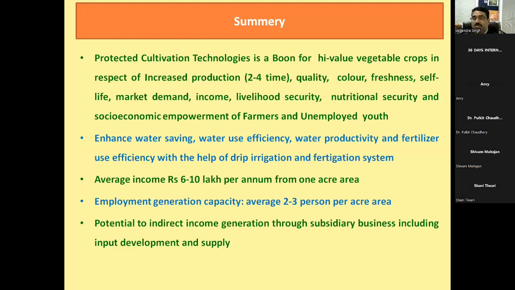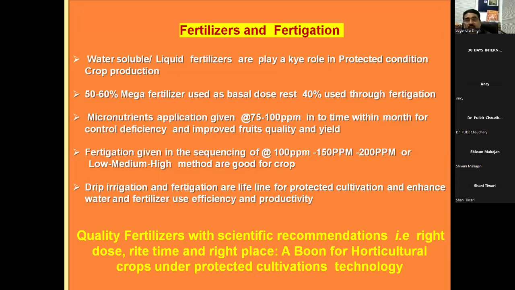This is the income range of the 1 acre area of protected cultivation for vegetables. Employment generation capacity is 2 to 3 persons per acre, and there is potential to generate income through the subsidy business, including input development and supply. So these are the summary and conclusions.